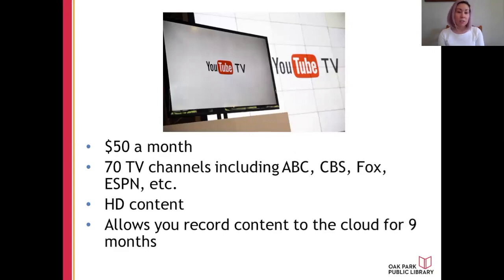YouTube also has a television component, and it's $50 a month. You get access to 70 channels, including ABC, CBS, Fox, ESPN, other high-end channels. It has HD content, and it allows you to record content to the cloud for 9 months, which is really nice. So you have basically a DVR on your YouTube. It is a nice alternative to just going directly to a Hulu or a Netflix or a Prime, because you're getting access to all of those channels, but generally $50 a month is cheaper than most people's traditional cable package.